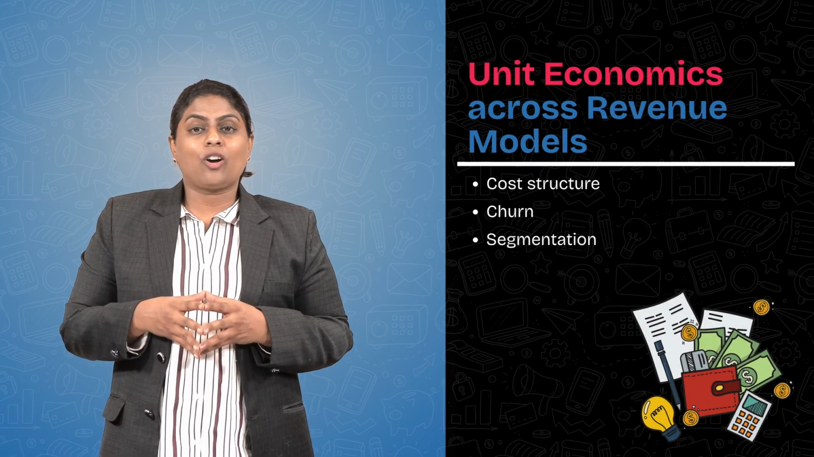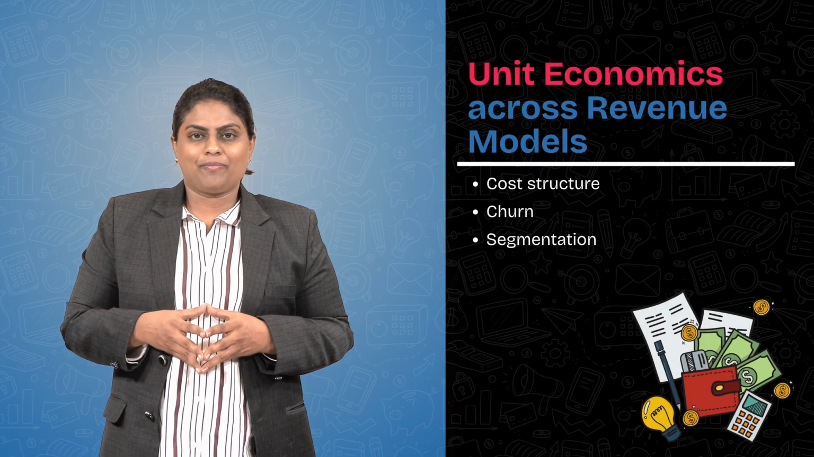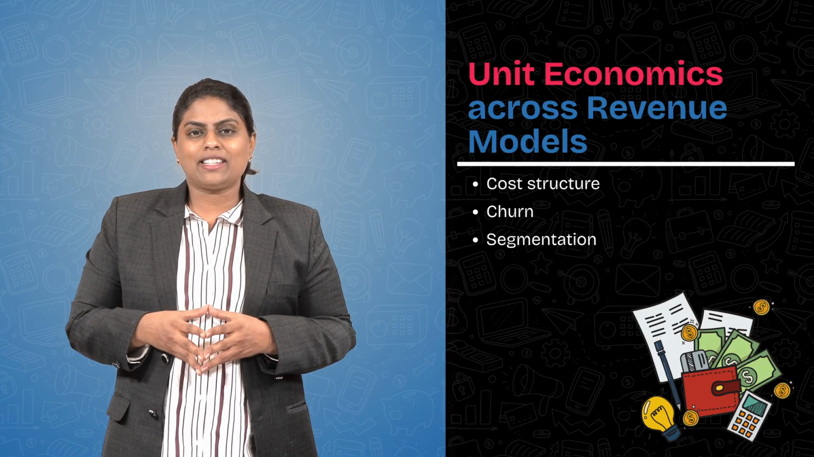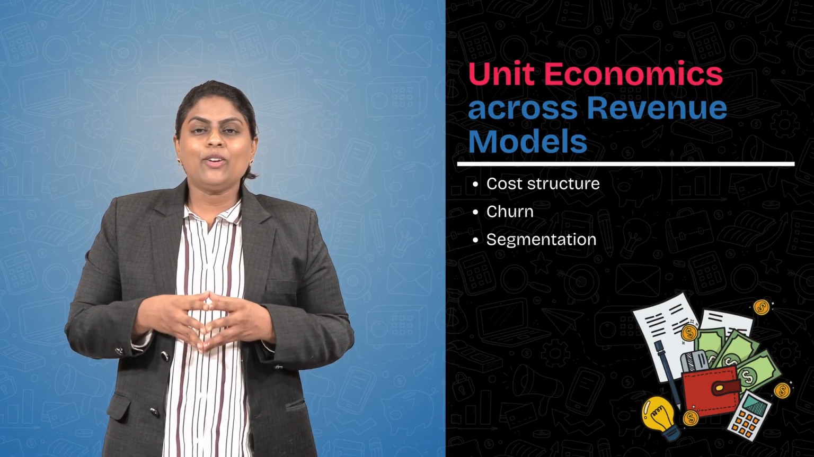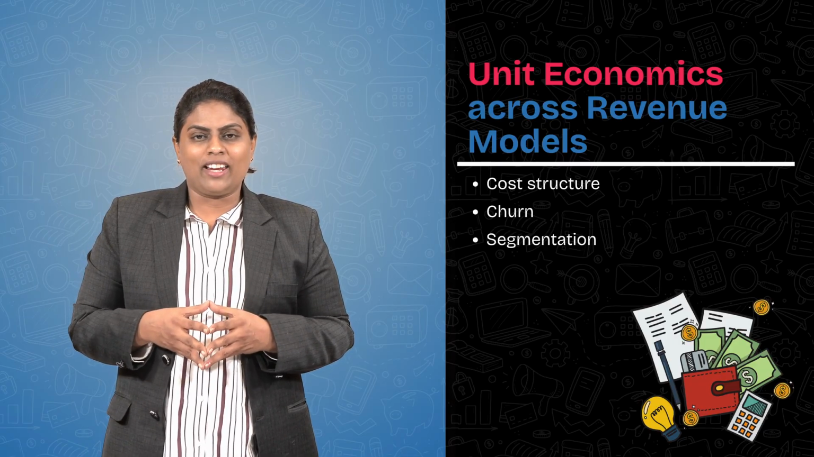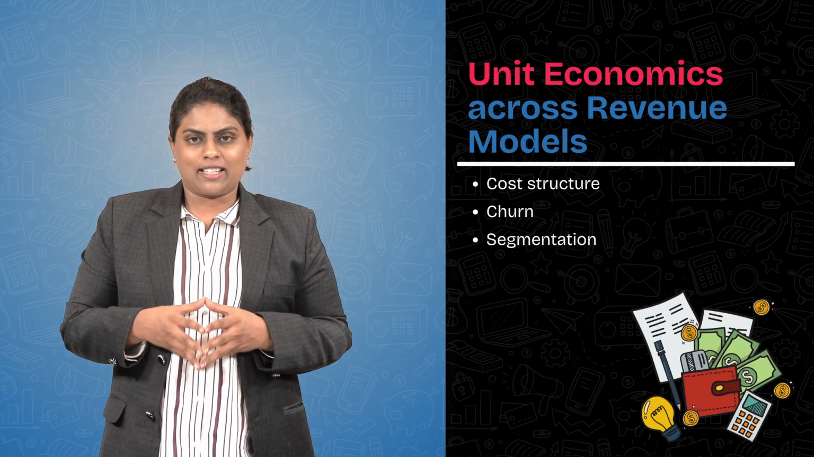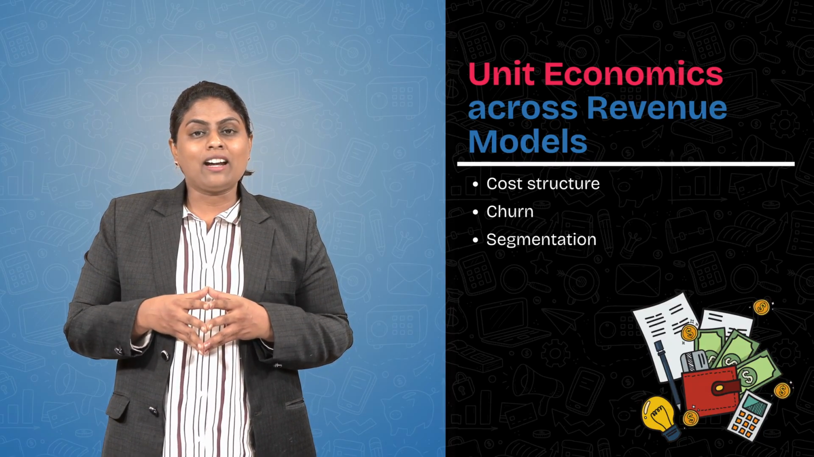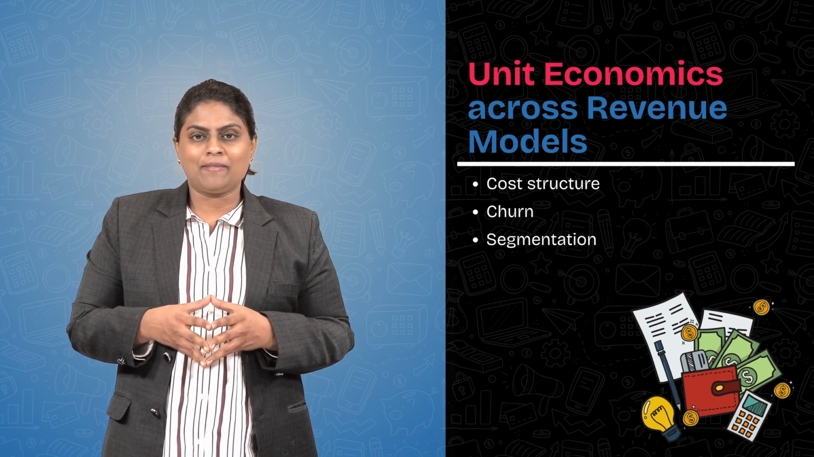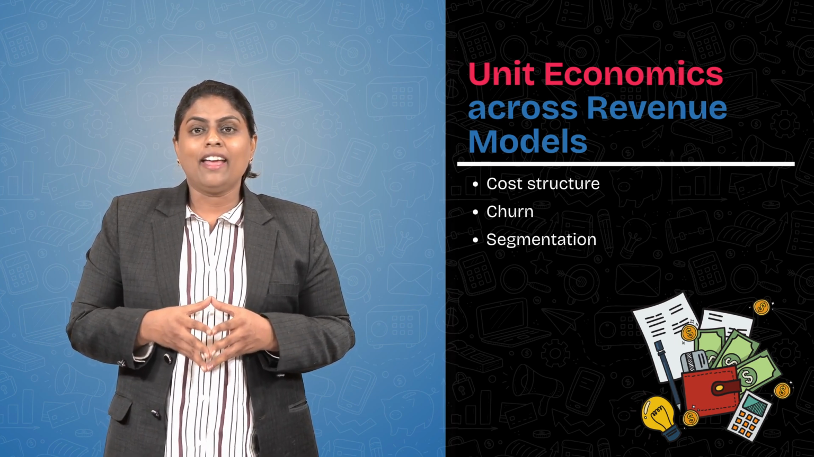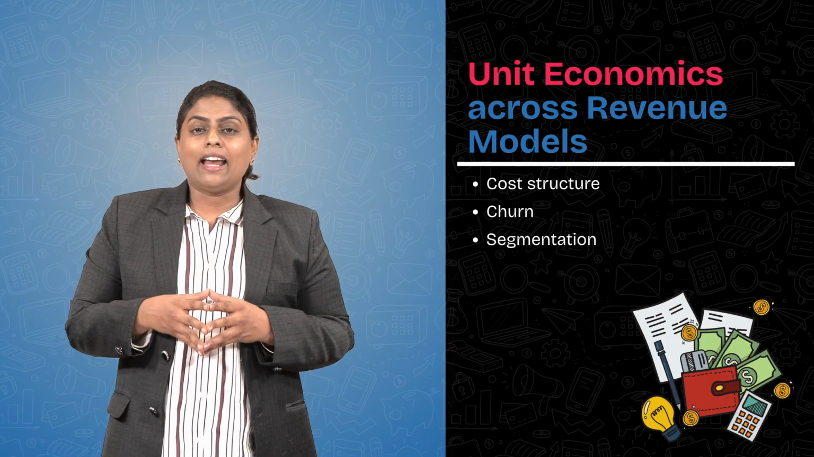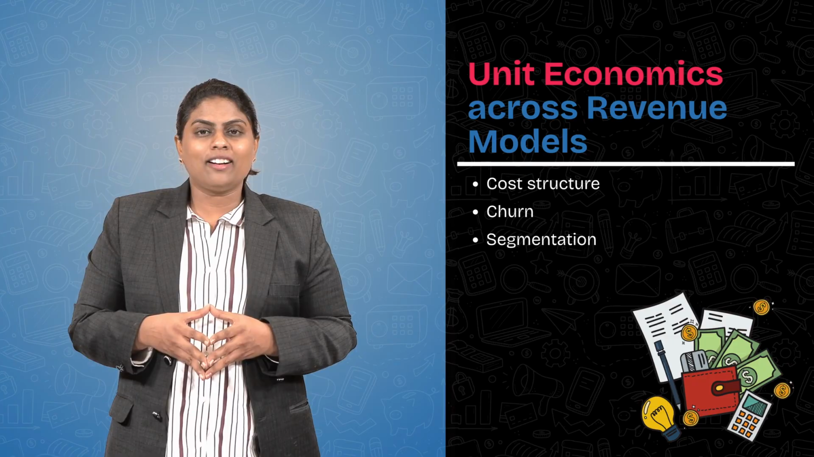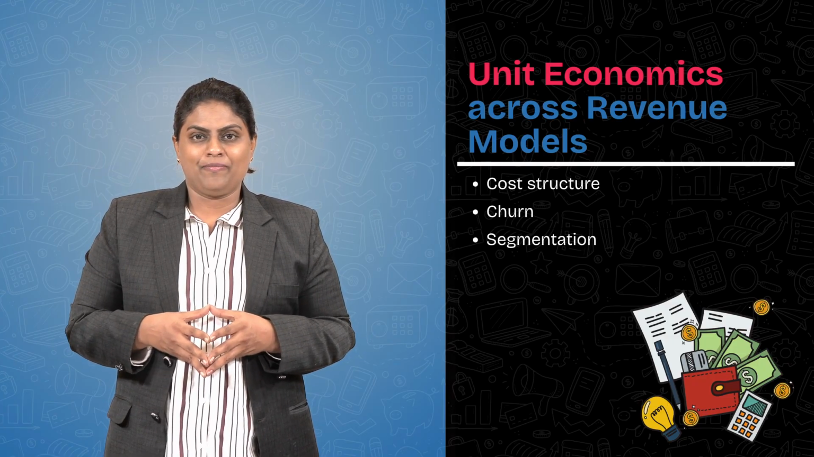Unit economics across the revenue models. Unit economics plays out differently under various revenue models because revenue timing and cost structure vary substantially across business types. For subscription SaaS companies, recurring revenue and relatively high gross margins mean unit economics hinge heavily on churn and expansion, with LTV rising dramatically when customers stay longer and upgrade over a period of time.